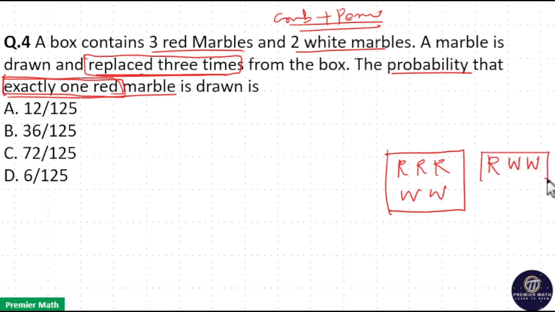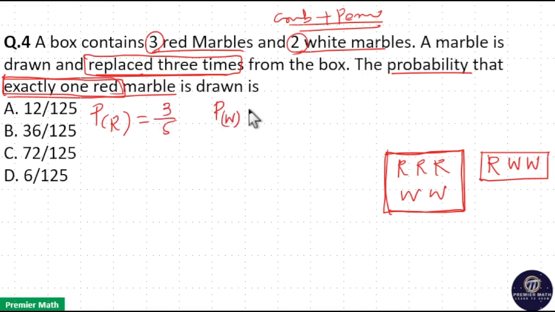So after these 3 replacements you have 3 outcomes, and all 5 marbles are inside the box as well. Now, the probability of getting red is equal to 3 red out of a total of 3 plus 2, 5 marbles. So 3 by 5. The probability of getting a white marble is 2 white out of a total of 5 marbles, 2 by 5. Now, for the probability of getting exactly 1 red, we don't know which one you take outside first. Either you can take red or you can take white outside.